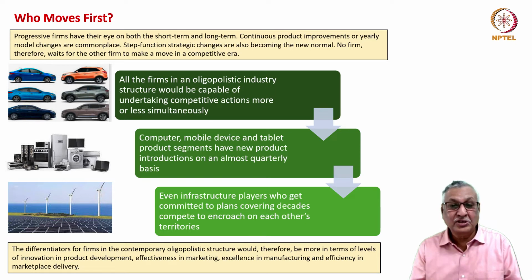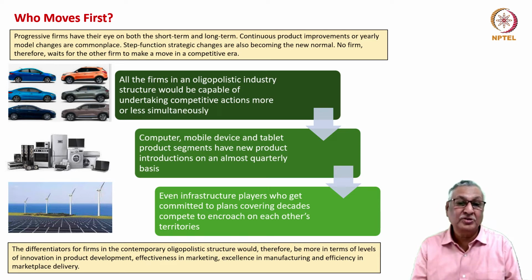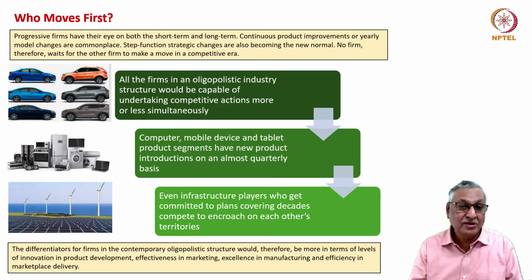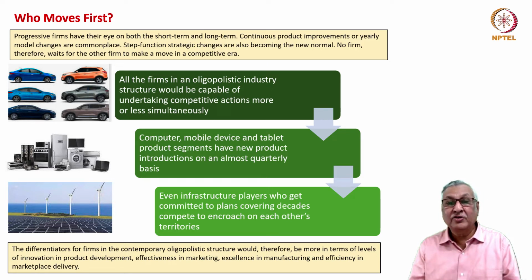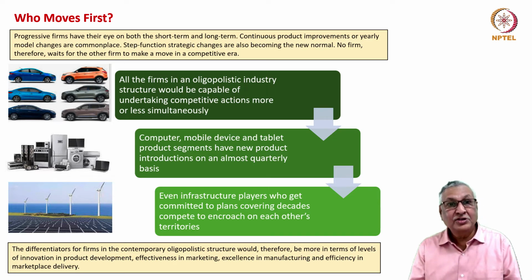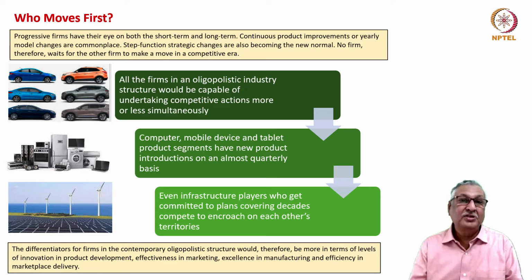So when you see a group bidding for all the airports aggressively, it is not because it is profitable immediately, but it is a play on India's growing infrastructure and growing globalization, and to position the company ahead of others. The differentiators for firms in the contemporary oligopolistic structure would therefore be in terms of innovation in product development, effectiveness in marketing, excellence in manufacturing, and efficiency in marketplace delivery.